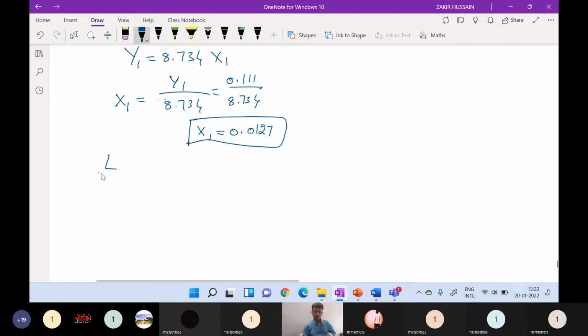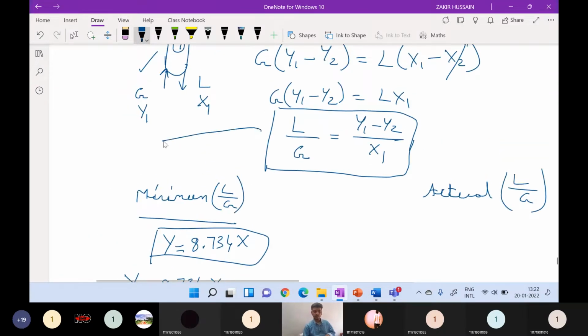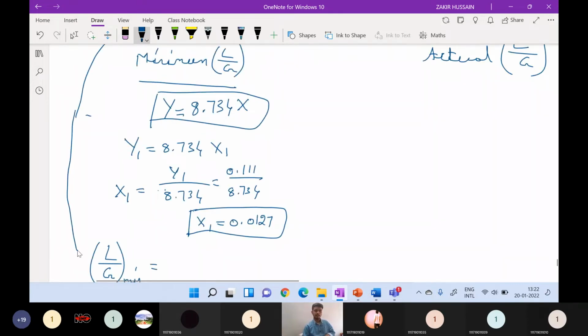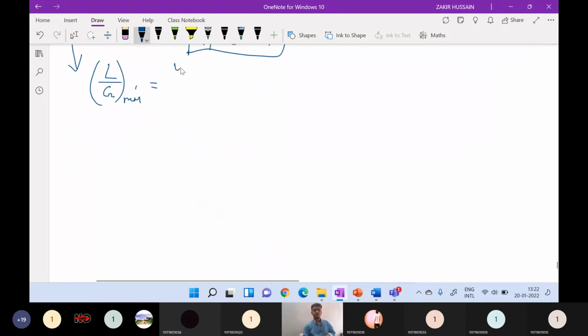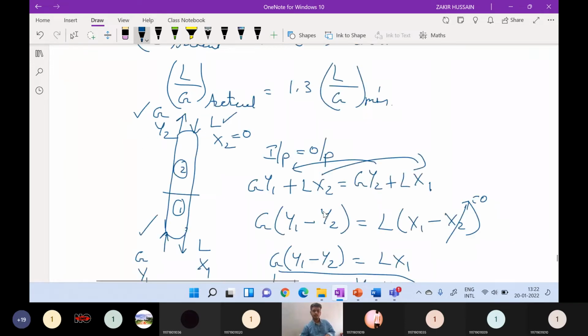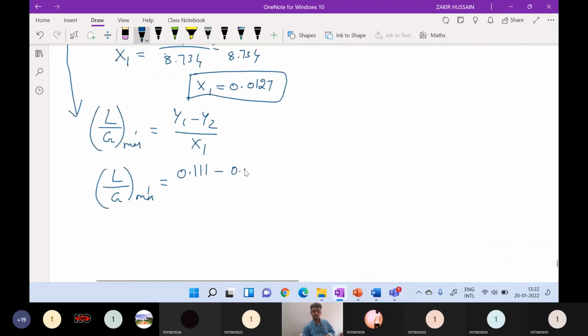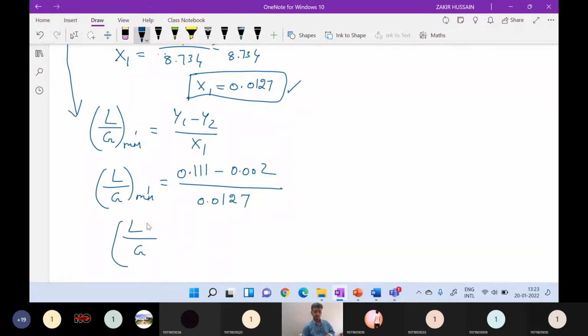Now at minimum conditions, we know from this formula that L by G is equal to (y1 minus y2) divided by x1. So all the variables we now have. Let us calculate L by G minimum first. y1 is 0.111, y2 is 0.002, divided by x1, which we just calculated, that is 0.0127. So this we got yesterday.